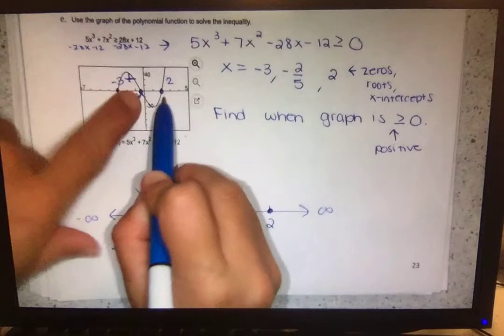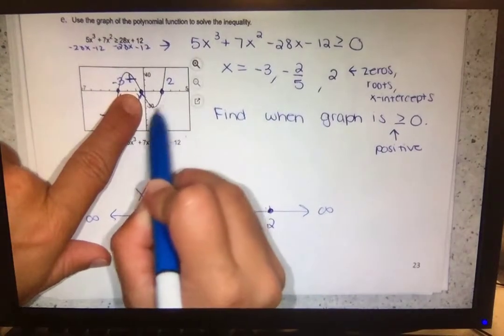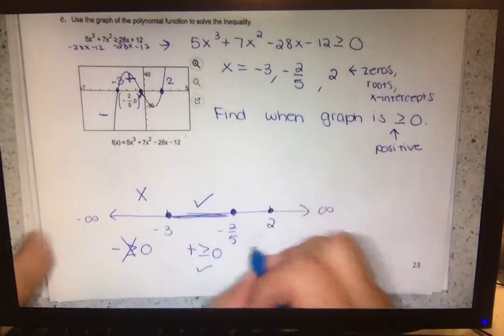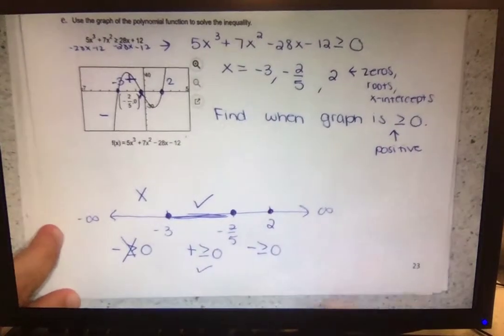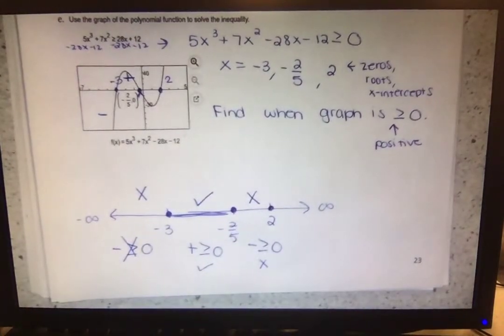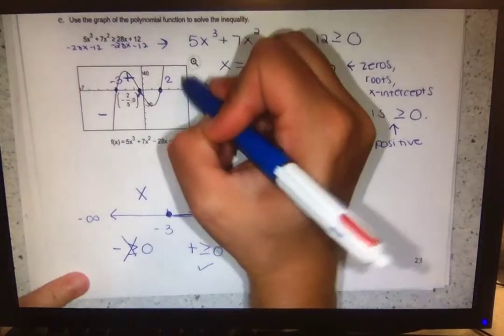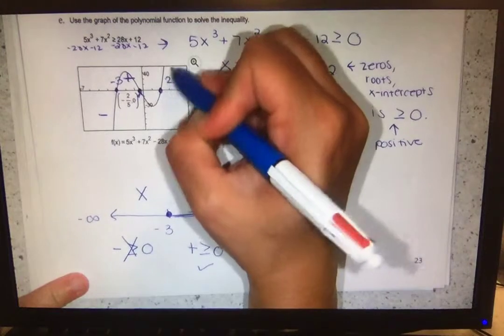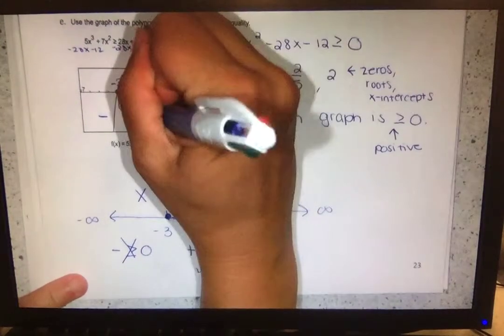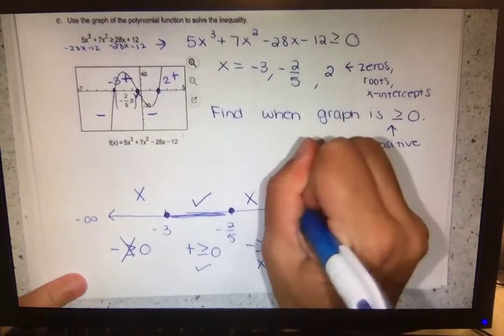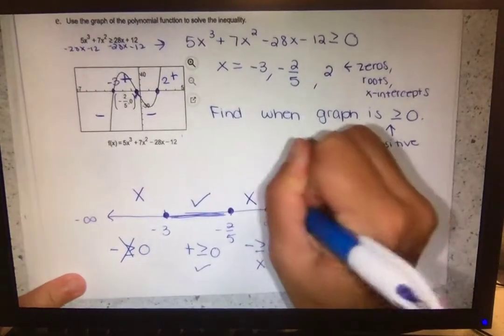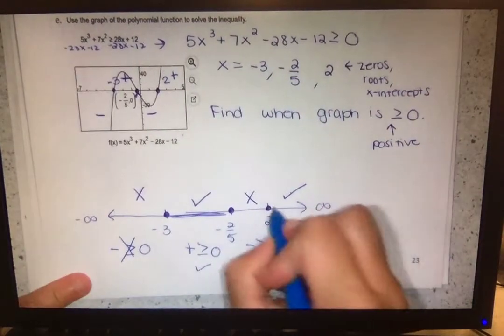From negative 2 fifths to 2, now we're looking at this piece down here, positive or negative? Negative. So is negative greater than or equal to 0? No, so this piece does not work. Our last piece is from 2 to positive infinity. Looking at this piece right here, is it positive or negative? Positive. So is positive greater than or equal to 0? Yes, so this end piece does work.